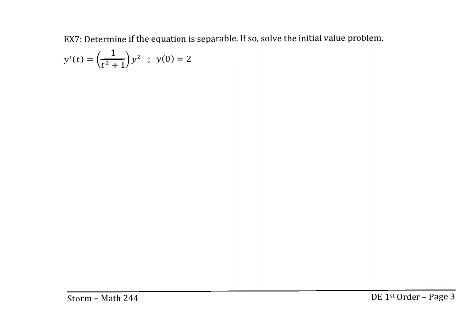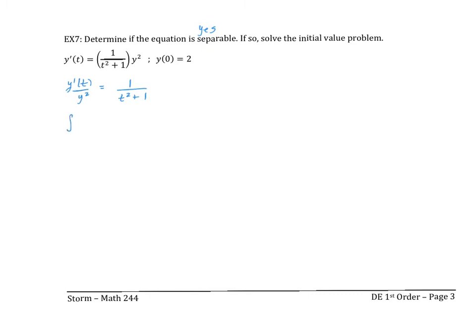Let's determine if the equation is separable, and if so, we're going to solve the initial value problem. So in this case, we're going to solve for a constant c, assuming it's separable. If I simply divide both sides by y squared, then I get y prime of t over y squared is equal to 1 over t squared plus 1. So yes, it is separable because I just separated it.